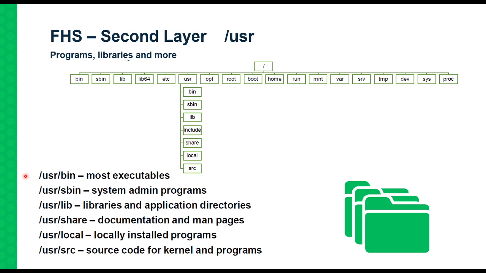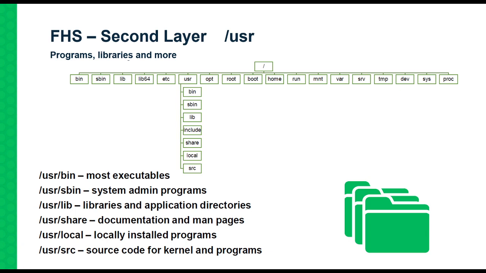/bin is where most executables for our programs are stored. Then /sbin, that's where we've got system admin programs. Then we've got /lib, libraries and application directories. /share, where our documentation and man pages are stored. And then we've got our /local, where locally installed programs are. And then we've got our source code for the kernel and programs.